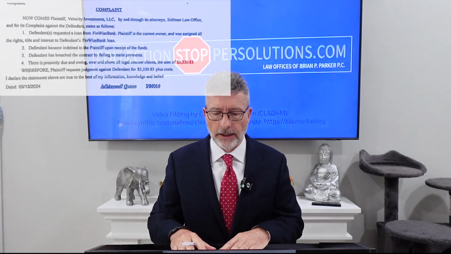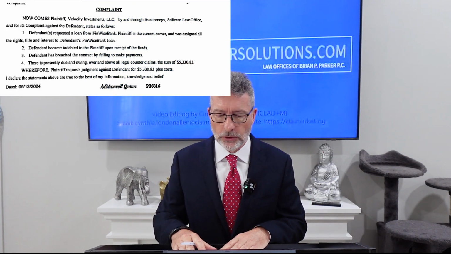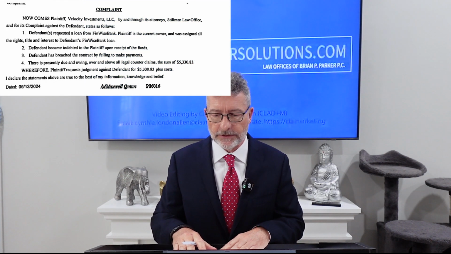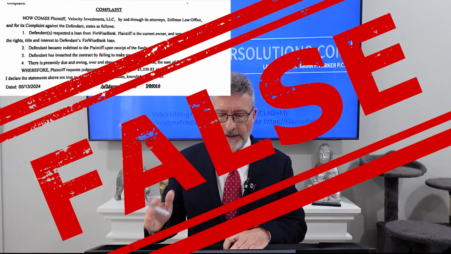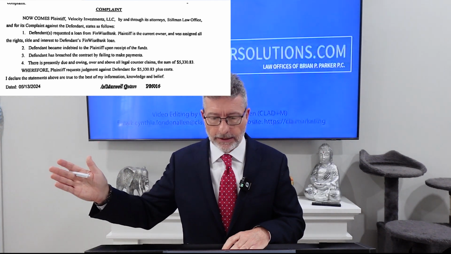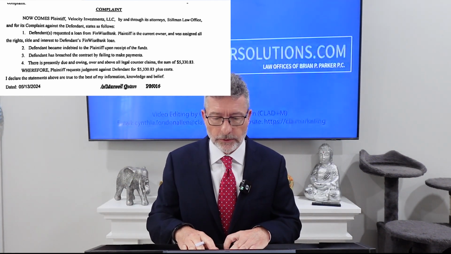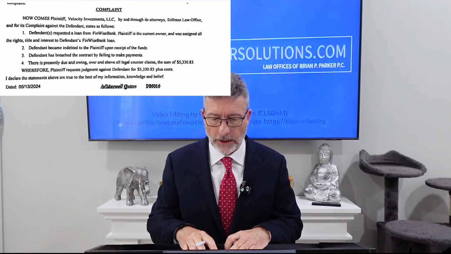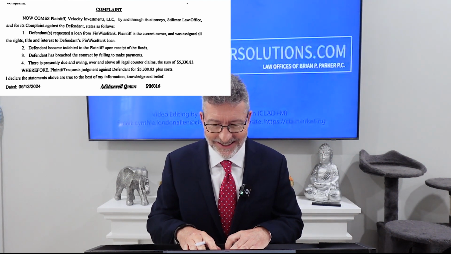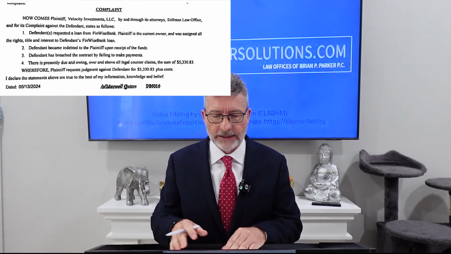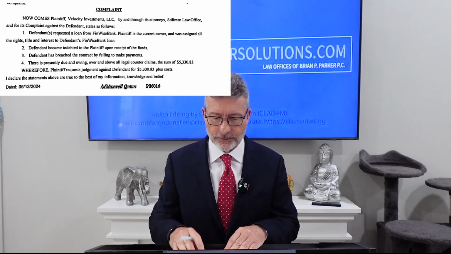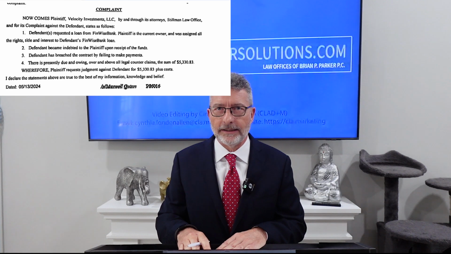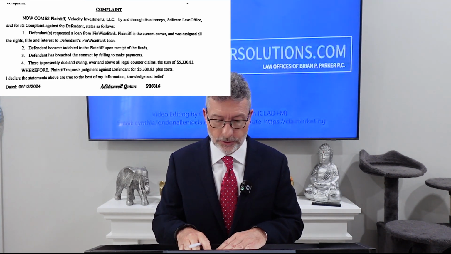I'll look at the complaint very quickly, and that produces a paragraph 2, which says, defendant became indebted to the plaintiff upon receipt of the funds. That's a falsehood too, because defendant became indebted to FinWise Bank. If you don't believe me, just look at their paragraph 1, where it says, defendants requested a loan from FinWise Bank. Plaintiff is claiming to be the current owner and was assigned all the rights, title, and interest to defendants, and they call it a FinWise loan. They don't call it an Upstart loan.